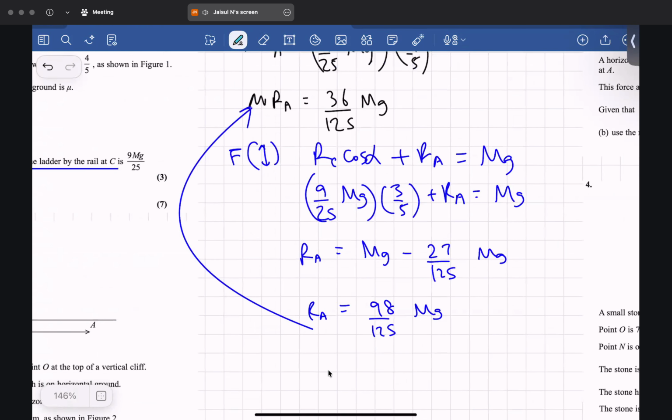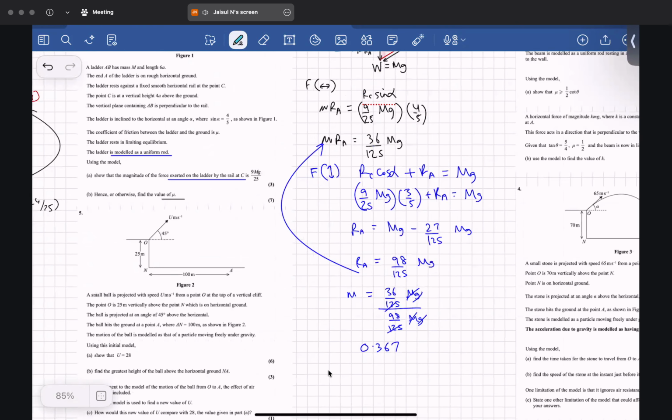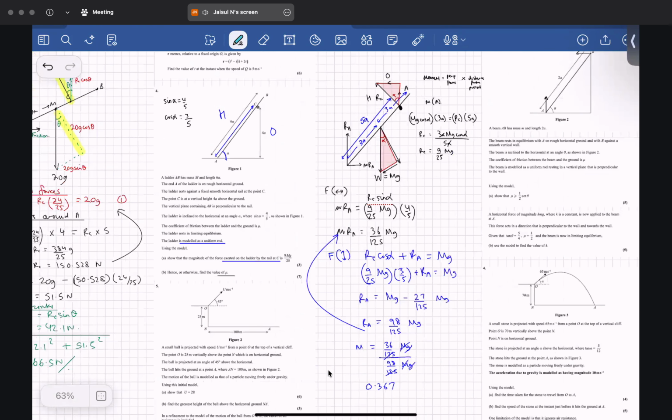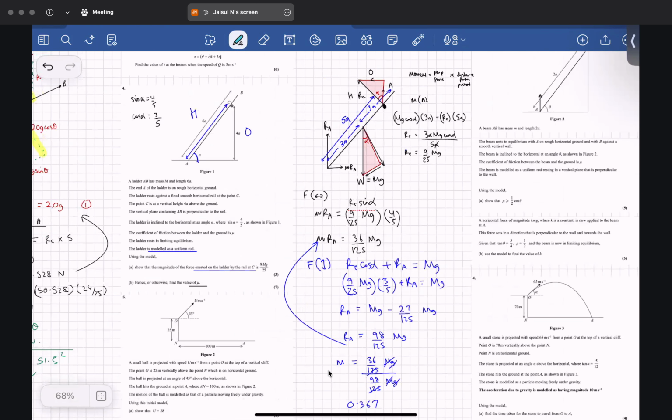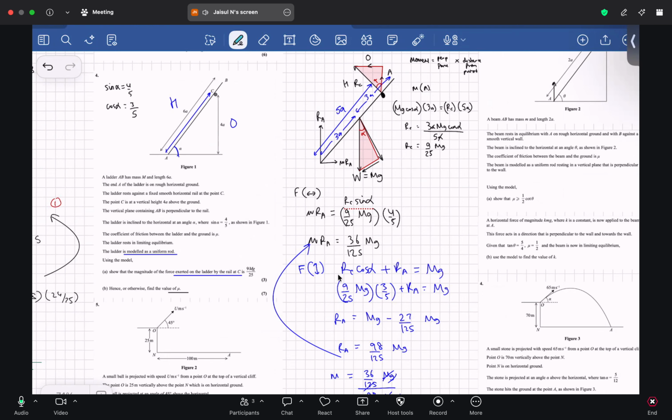I'm going to plug it back here. So mu equals 36 over 125 mg divided by 98 over 125 mg. Cancel, cancel, and cancel. So 36 over 98, 18 over 49, or 0.367. Mu has to be between 0 and 1, otherwise you've done it wrong. So you'll know if it's right. Well, you should know if it's wrong. Perfect. Any more questions about this one? Okay.